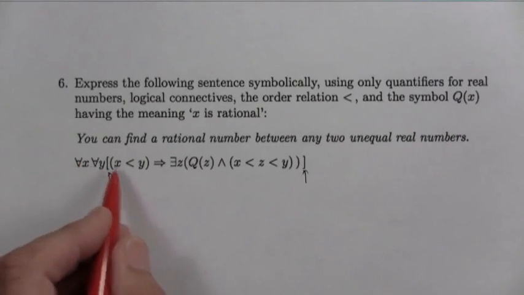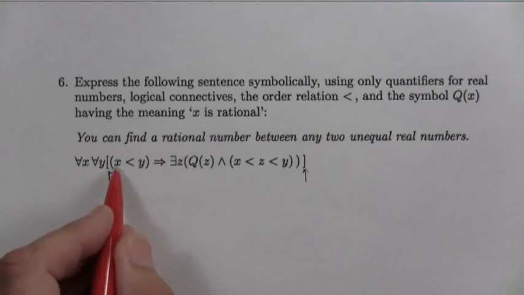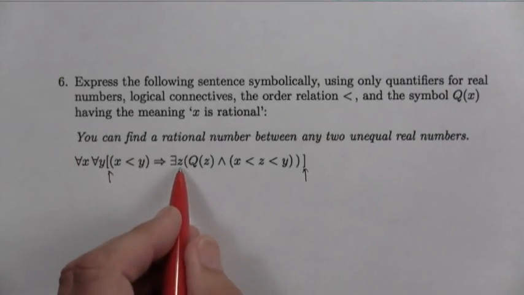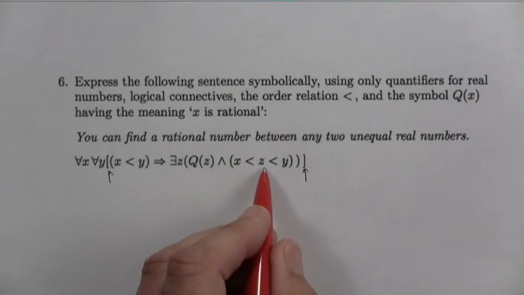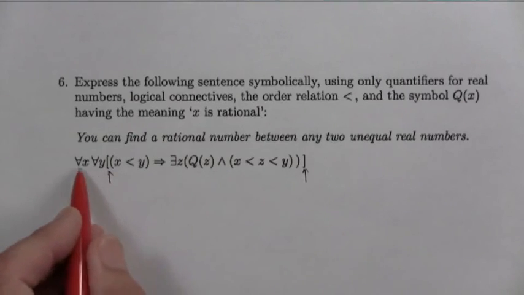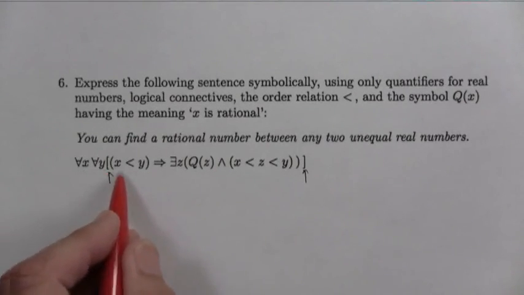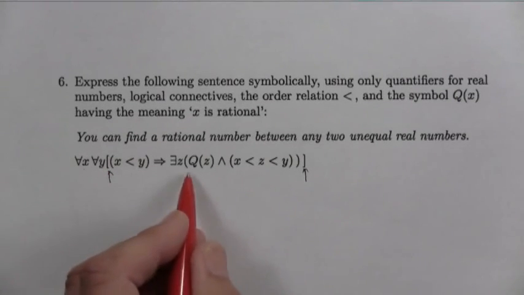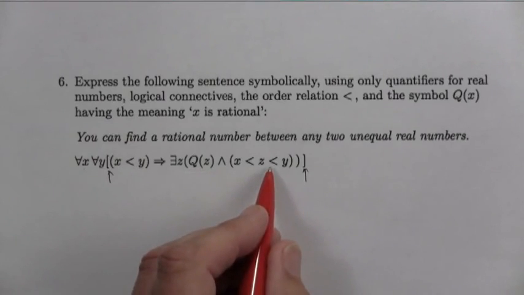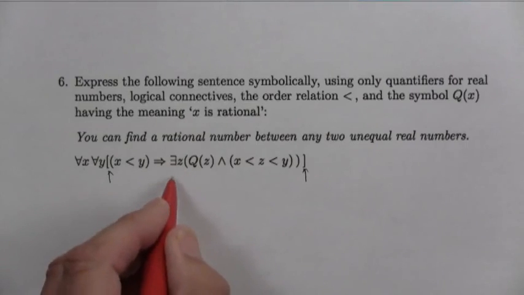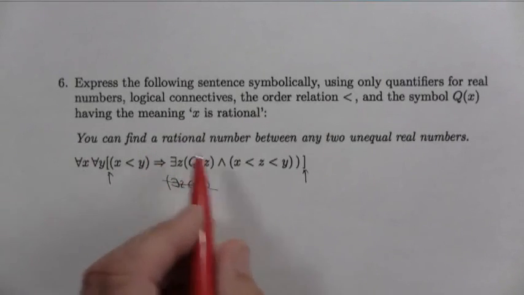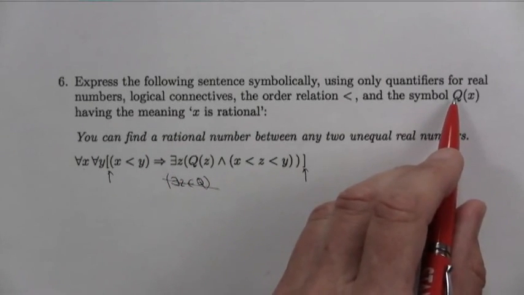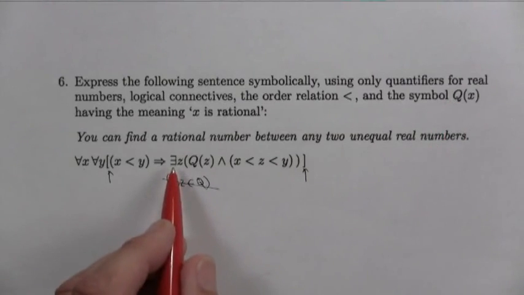So for all x and y, if x is less than y, then there's a z which is rational and lies between x and y. So reading left to right, for all pairs of real numbers x and y with x less than y, there's a z which is rational and lies between them. Now I didn't write exists a z in Q. I didn't write that because Q isn't a set. In this case we've got a predicate meaning that x is rational.